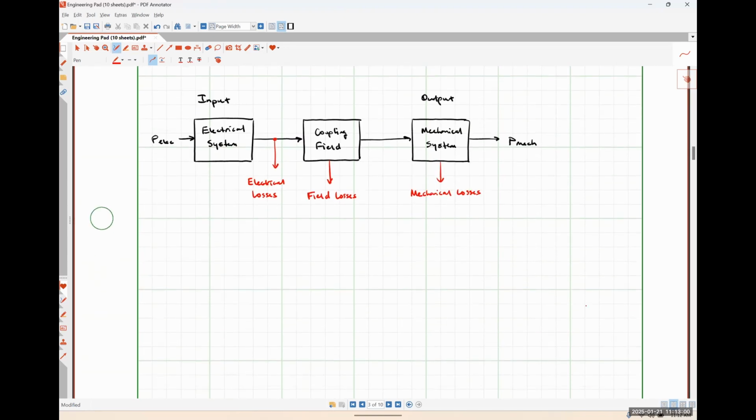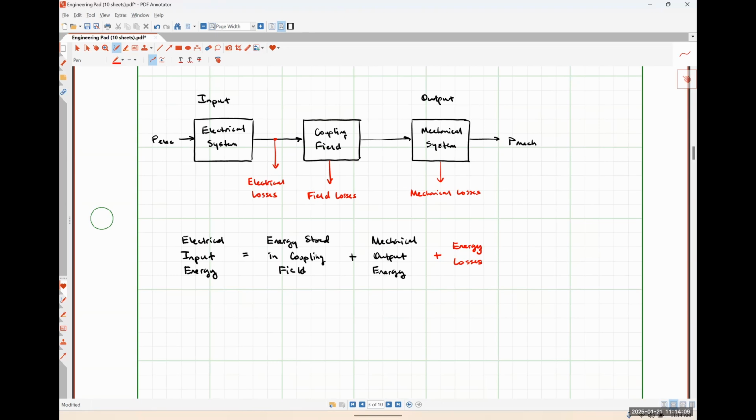So we can essentially write an equation which is governing this behavior, where we would have, and this is for a motor system, electrical input energy is going to be equal to the energy stored in the coupling field plus the mechanical output energy and then finally plus any energy losses that we may incur.